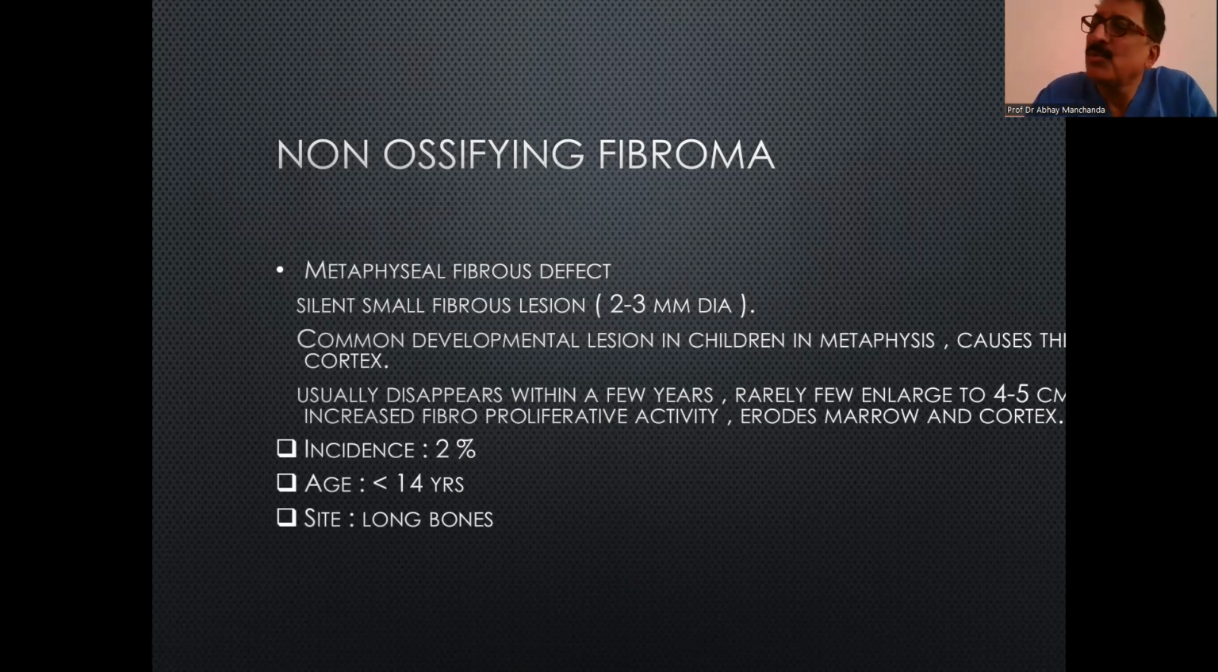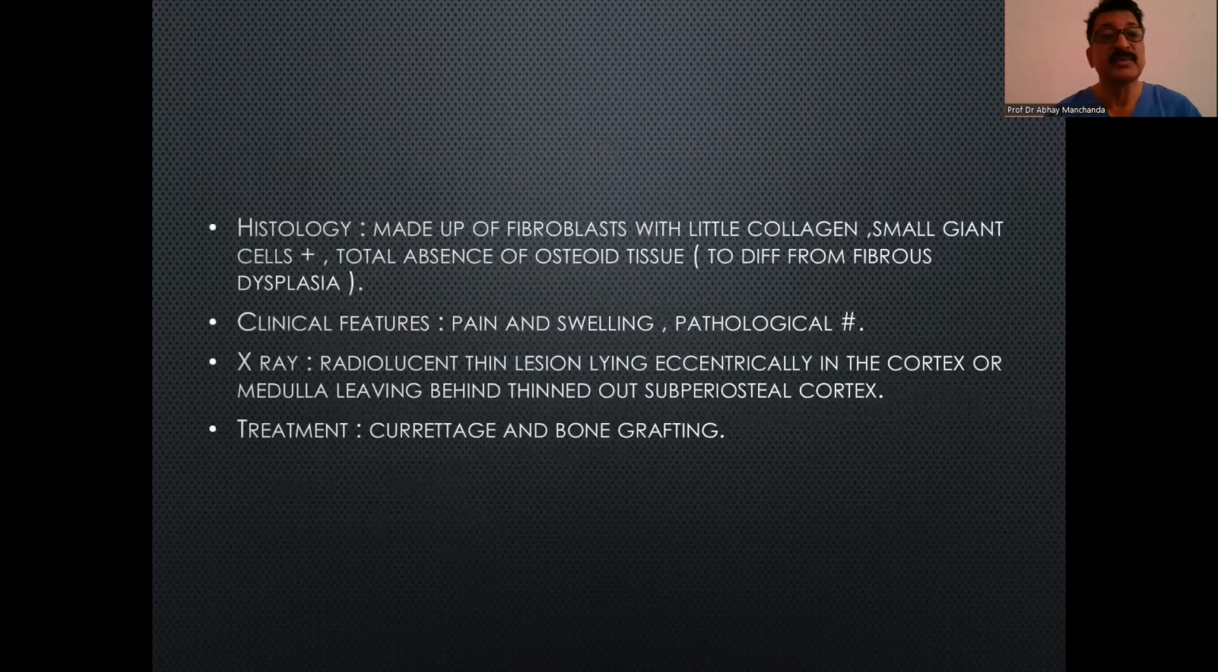Incidence is almost 2%, usually seen in less than 14 years, always seen in long bones. On histology, it is made up of fibroblasts with little collagen, small giant cells, and total absence of osteoid tissue. Clinical features show pain and swelling, pathological fractures can be seen. On X-rays, it presents with a radiolucent thin lesion lying eccentrically in the cortex or medulla leaving behind thinned out subperiosteal cortex. Treatment can be curettage and bone grafting.